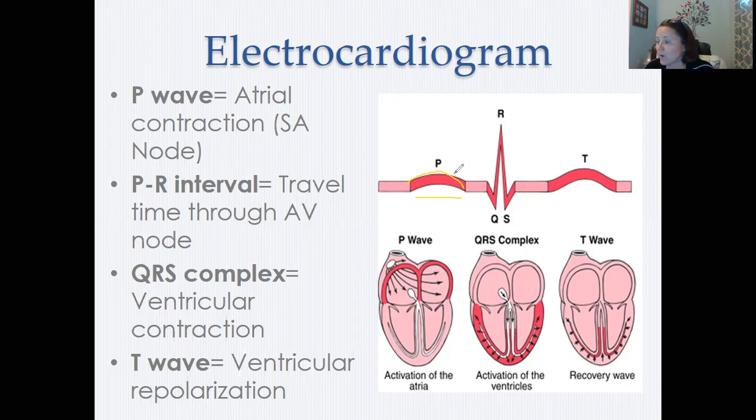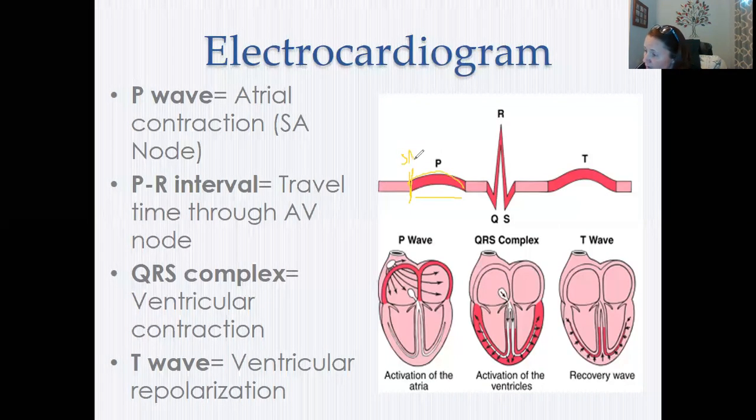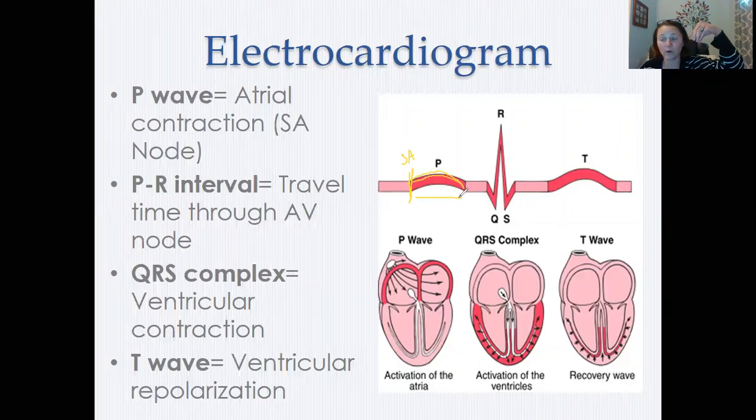So that P wave, this beginning here, is where your SA node fires off, and then that electricity is traveling through the right atrium, causing depolarization or contraction, right? So that's what we have with your P wave. That movement of the electricity through the atria causing an atrial depolarization and contraction.